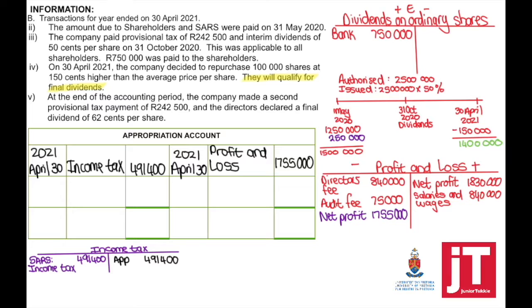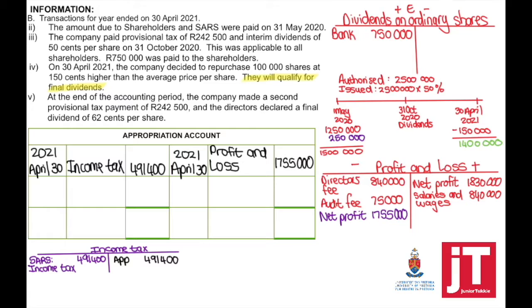So to find out the final dividends, I need to know the number of shares in issue. Now there's a few things that we need to consider. Final dividends was declared at the end of the accounting period at 62 cents per share. Additional shares were issued and there were repurchase of shares. So if I look at the dates, the final dividends is declared at the end of the accounting period. The buying back of shares happened at the end of the accounting period as well. So now they specifically say to you, they will qualify for final dividends. So all those shareholders that sold their shares to the public, those from which we repurchase it, they will still qualify for dividends, for final dividends.